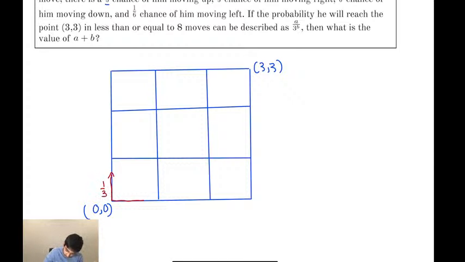There's a 1/3 chance of moving to the right. There's a 1/6 chance of moving down, and a 1/6 chance of moving to the left. So I've now drawn all the different possibilities. The probability of reaching 3, 3 in less than or equal to 8 moves can be described as A over 3 to the B. Find A plus B.